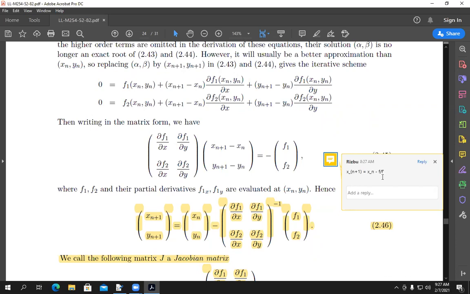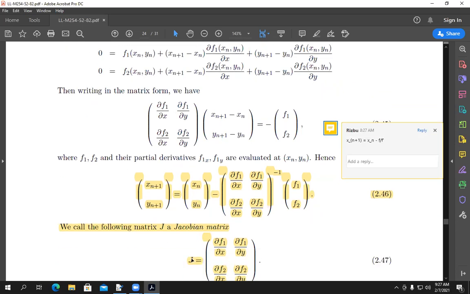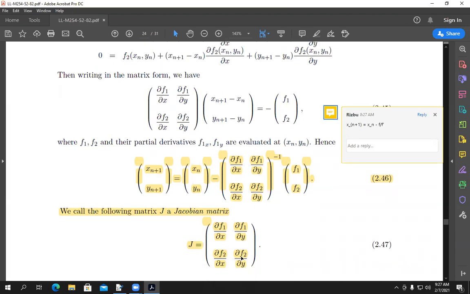How can I denote F dash for our case here? I call F dash J, for the Jacobian matrix. I give it this name because this is a special matrix, and we call it the Jacobian matrix. And what is this? In the first row, you have the derivative of function 1 with respect to x and with respect to y, and in the second row you have the derivative of the second function with respect to x and y.